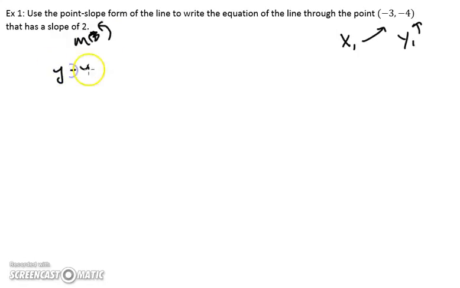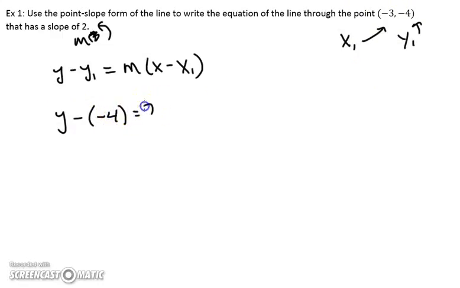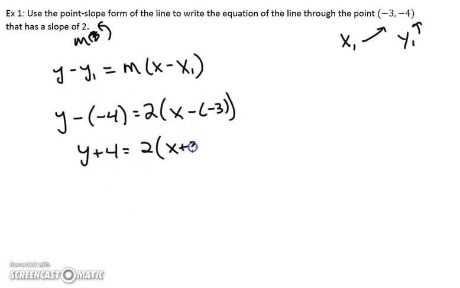So if we think y minus y1 equals m times the quantity x minus x1, all we have to do is plug these things in. So we're going to say y minus -3 equals 2 times the quantity x minus -4. Technically speaking, you could stop there, but this looks a little weird, so let's go ahead and write it as y plus 3 equals 2 times the quantity x plus 4. So there's our point slope form.